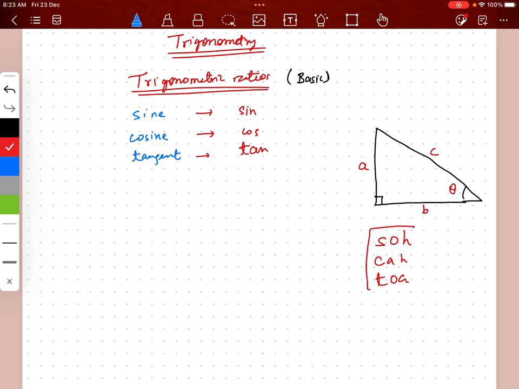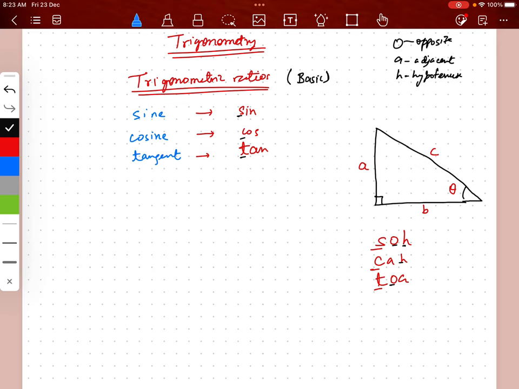Now this seems very weird, like you might be seeing this for the first time. Basically, this S, C, and T are the first letters of sine, cosine, and tangent. And O means opposite side. A means adjacent side, and H means hypotenuse. So we must know what the hypotenuse is.